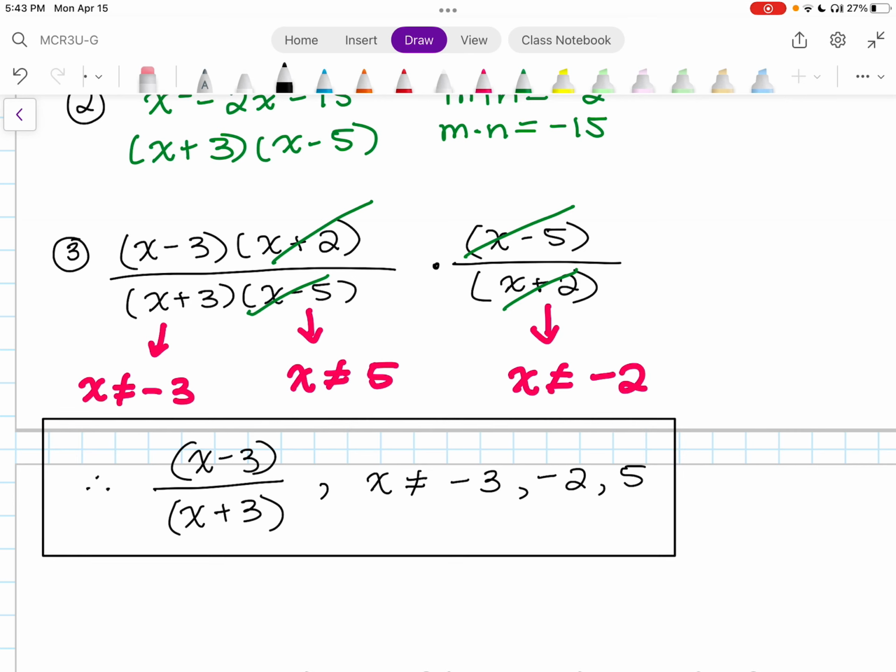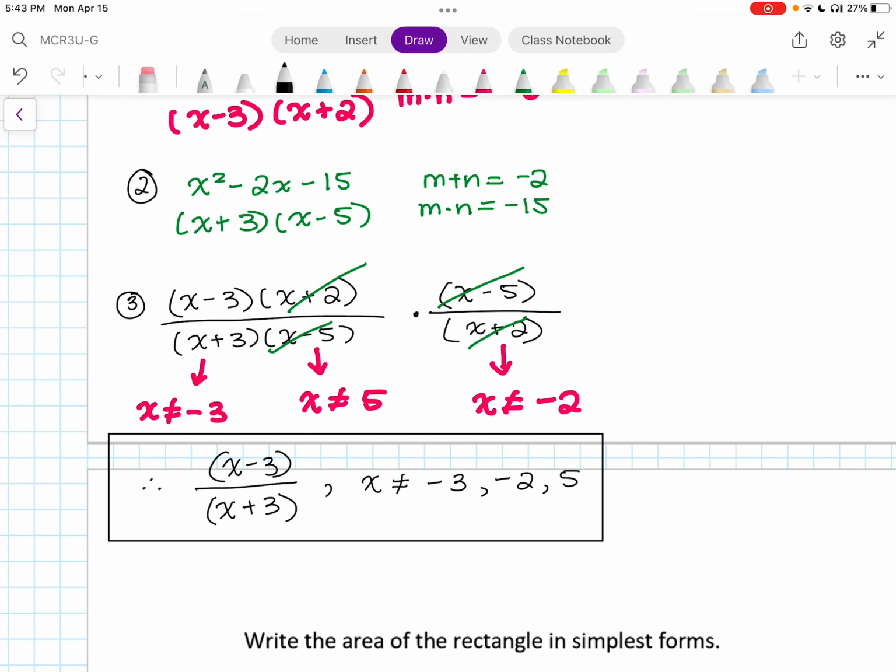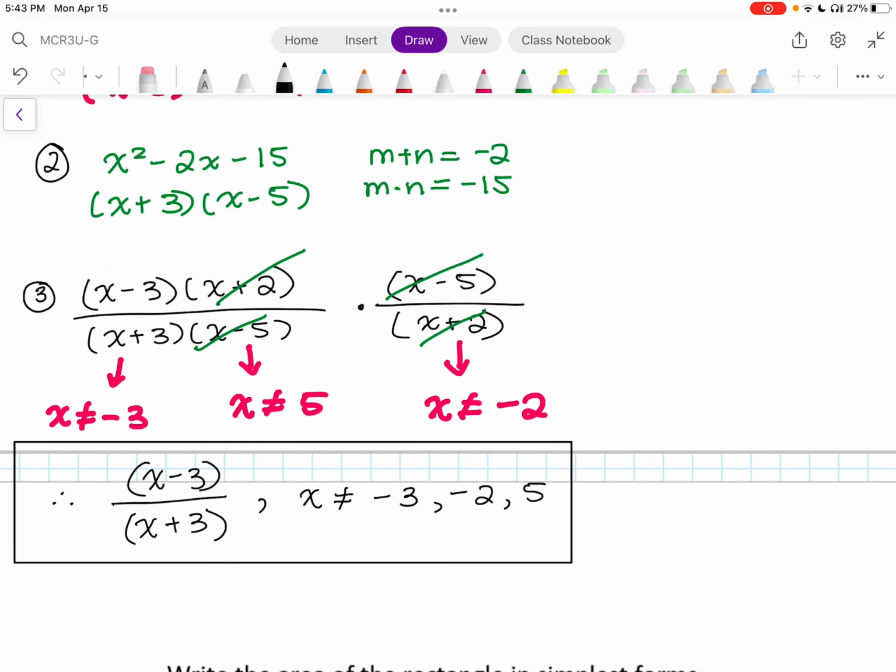So very similar to simplifying, except now you have multiple terms, so you need to take that into consideration. If this had been a divided by symbol, we would have had to flip it here, and then we would have had another restriction of x cannot equal positive 5, which we already had. But that's how those restrictions apply if you're going to do that.